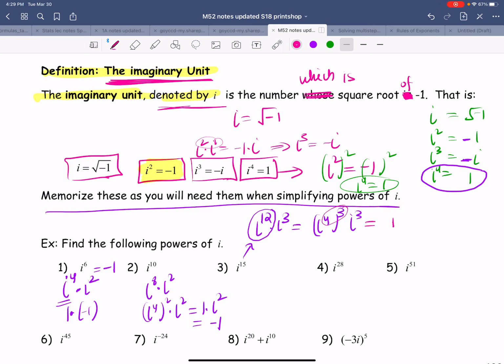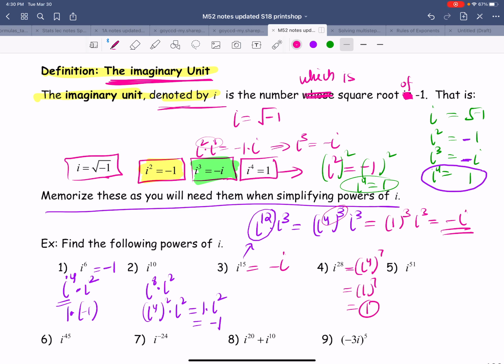Now, i to the fourth is 1. 1 to the third power is still 1 times i to the third. So 1 to the third power is still 1, and i cubed, looking at the table now, is equal to -i. So this simplifies to -i. For i to the 28th power, let's write it as i to the 4 to the 7th power. i to the fourth is 1. 1 to the 7th power is 1.